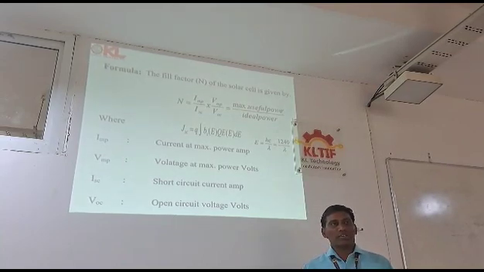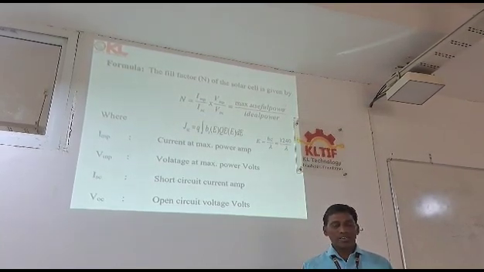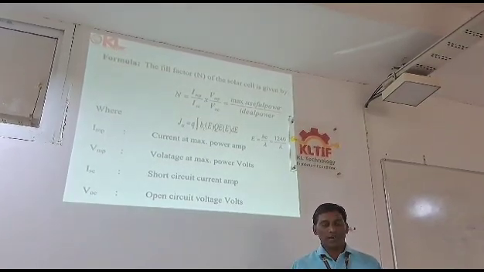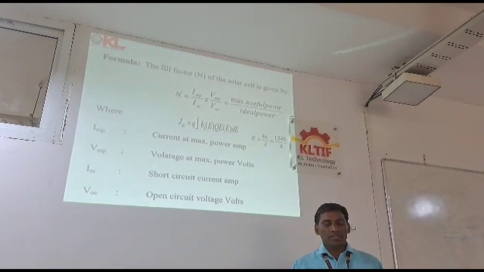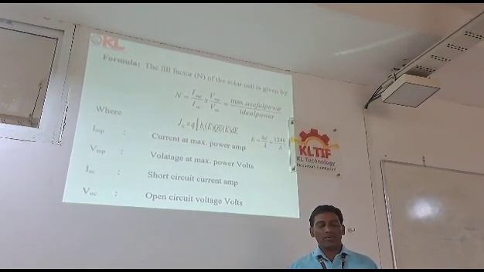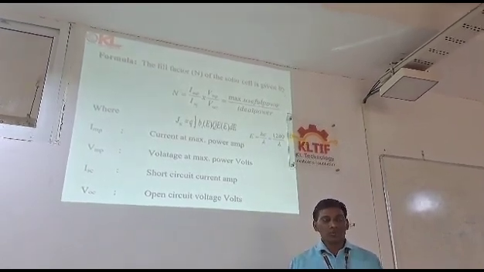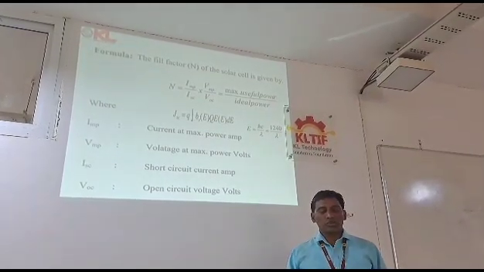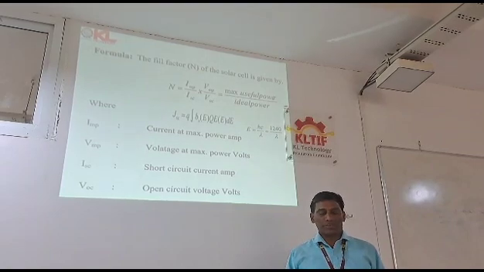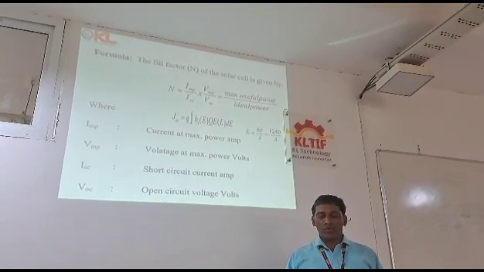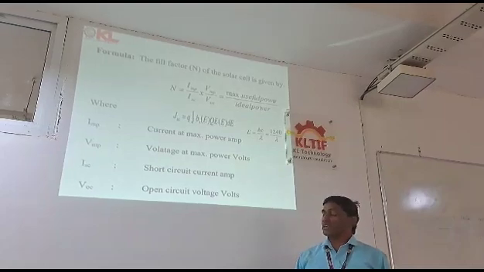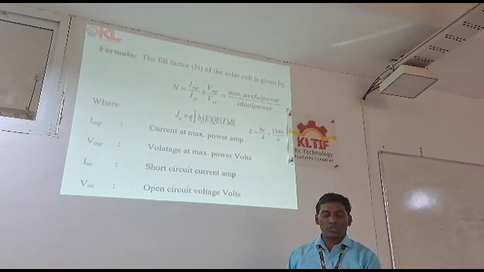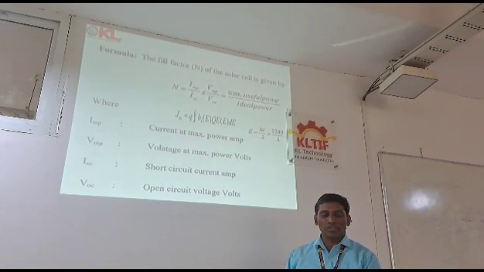So all this you can calculate, where IMP is the current at maximum power, with unit ampere. VMP is the voltage at maximum power, with unit volts. ISC is the short circuit current, with unit ampere. VOC is the open circuit voltage, with unit volts. So all this you can calculate for the photovoltaic cell. This operation you can tell here.